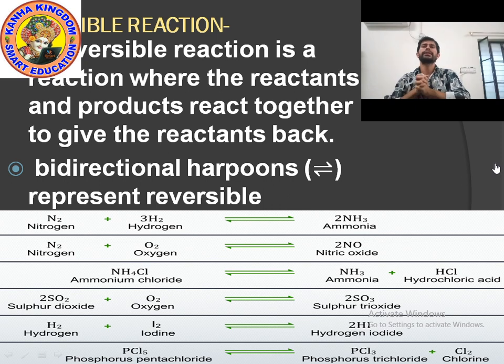Now have a look at the next example, sulfur dioxide. When sulfur dioxide reacts with oxygen, it gives out sulfur trioxide. When hydrogen reacts with iodine, it gives out hydrogen iodide. The formula of hydrogen iodide is HI. The formula of sulfur trioxide is SO3. So these are examples of reversible reaction. Now let's move on to the next point.